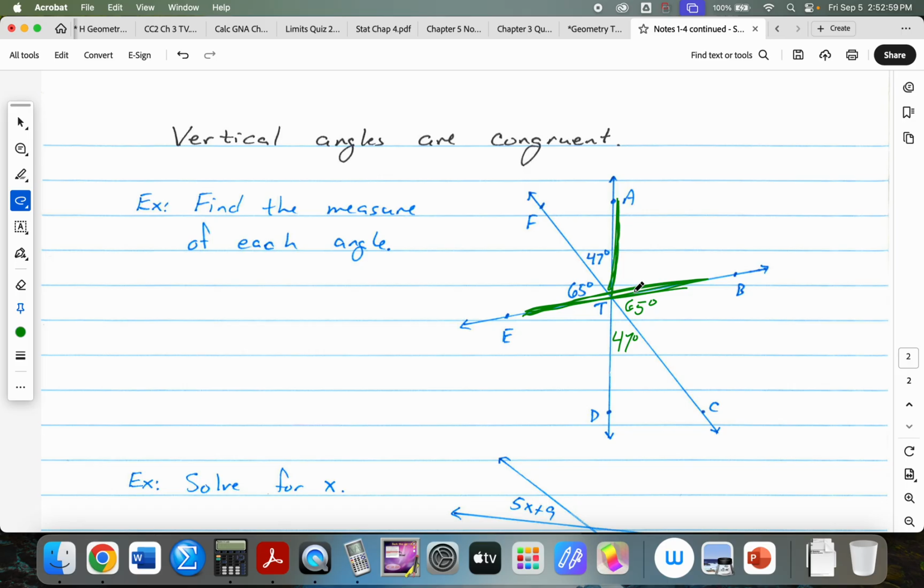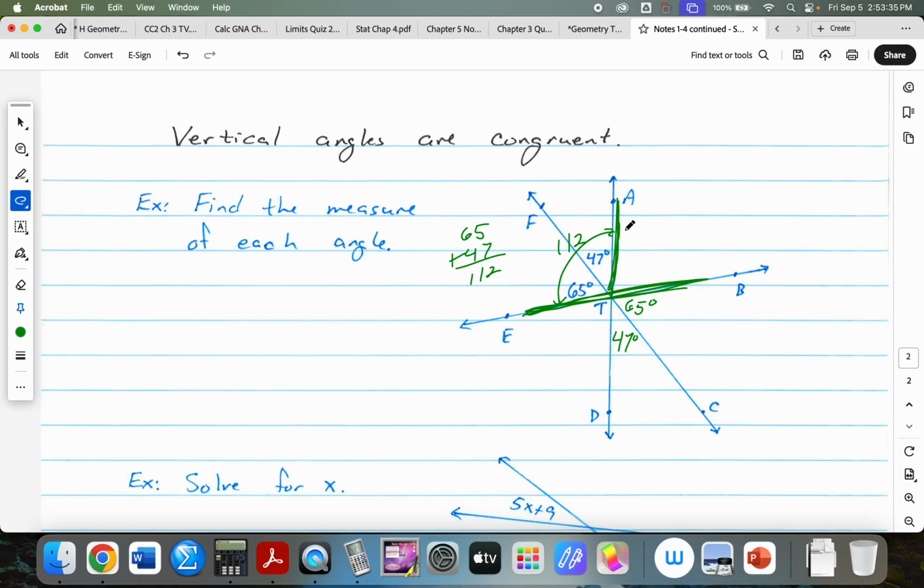So then what can we do from here, Max? We do 180 minus 65 minus 47. Okay, you can do that. What if I only wanted to subtract once? You add 47 to 65, and then subtract from 180. These two together, by the angle addition postulate, just adding those two pieces, 65 plus 47 is 112.